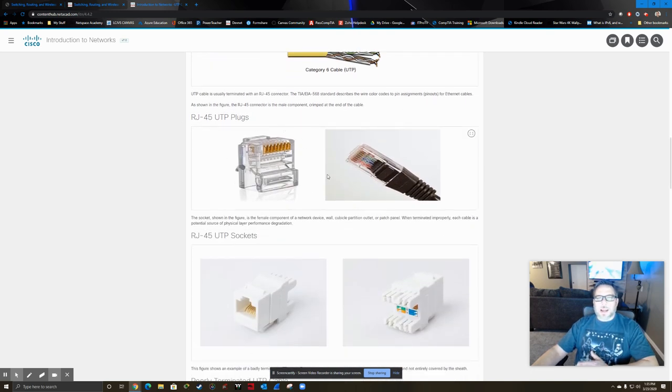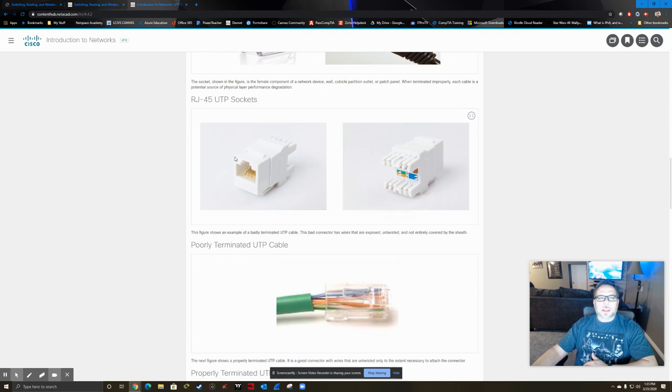Clarifying the correct names of a few items here. So our RJ45 plugs, those are what goes on the end of the cable as you see here. Okay, so those are when you make a cable, that's called a plug. The socket or the jack, as some people will say, this would be your patch panel side or your wall jack side. So this is going to be the female side that you plug the plug into.